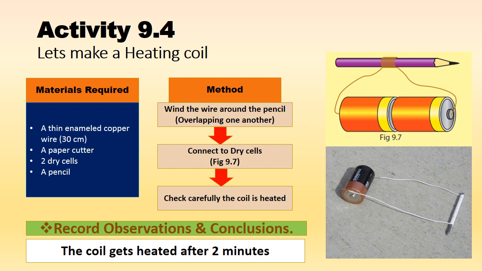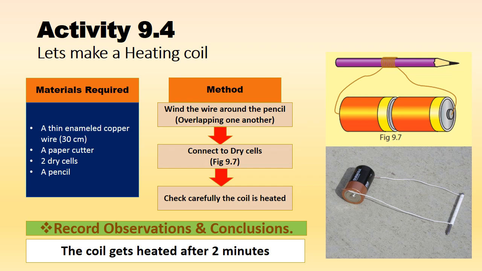So what do we need to make the heating coil? Children, you need a very thin enameled copper wire, cut about 30 centimeters, and you need a paper cutter, 2 dry cells, and a pencil. Now let us see how we are going to make this heating coil. Wind the wire around the pencil so that it overlaps one upon the other, and clean the 2 ends of the wire so that you can connect it to the terminals of the battery of the 2 dry cells as shown in the picture.